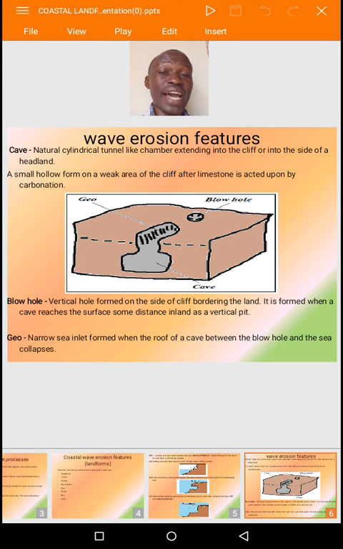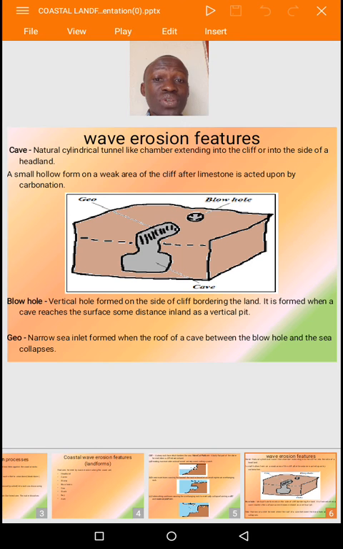So when they are acted upon through the chemical weathering process of carbonation, we see a cylindrical hole drilled. We're seeing it in our illustration there, that grayish part, getting inside. Then at this very point, we see another feature we call a blowhole.